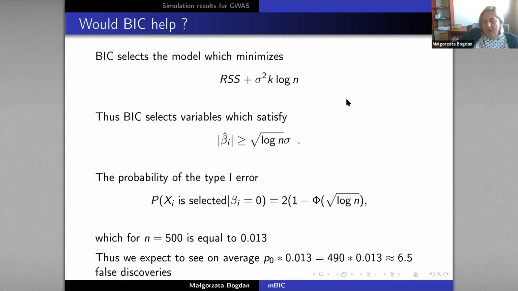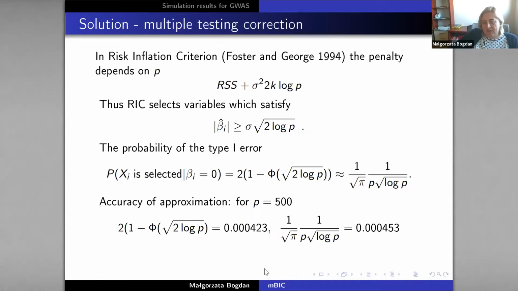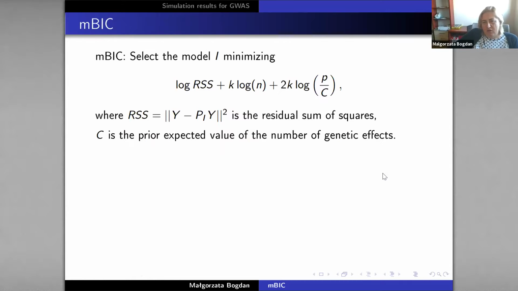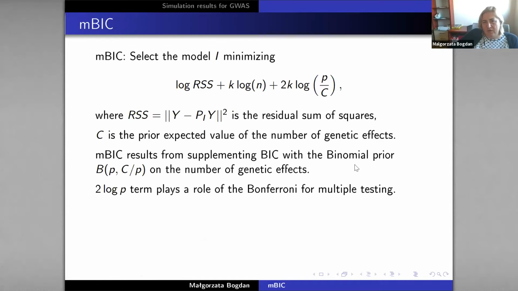So in case when P is much larger than N, the Akaike is very bad, and also BIC is not good because you have this linear dependency of the expected number of false discoveries on P. And this RIC criterion kills this. RIC criterion really kills false discoveries. And what we actually have is a combination of these two. Okay, so this is a modified BIC.